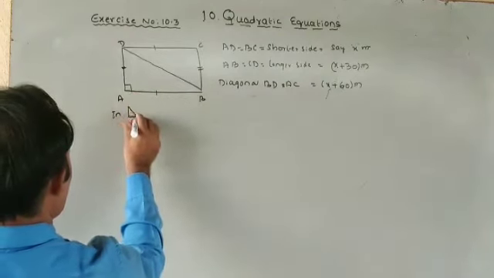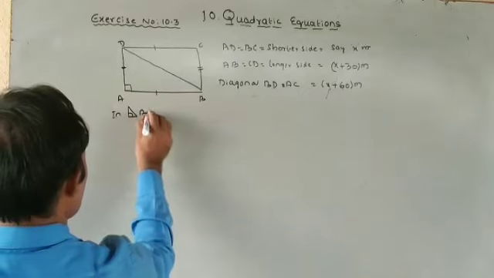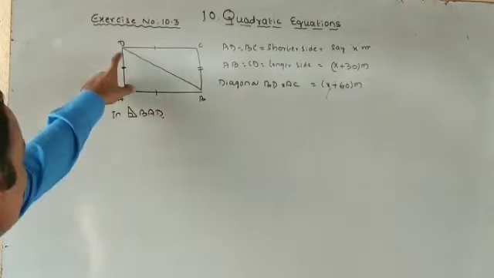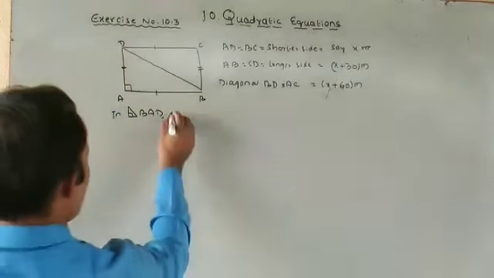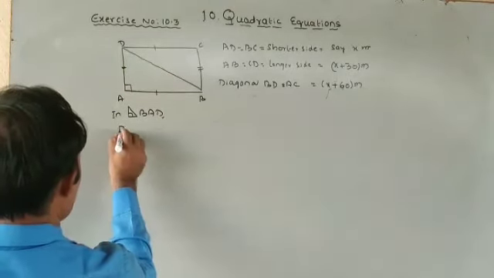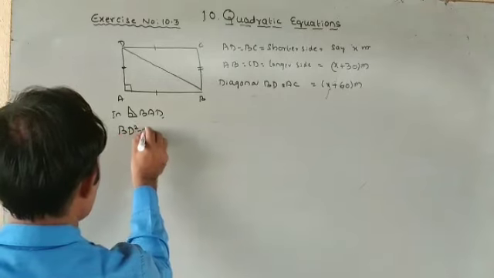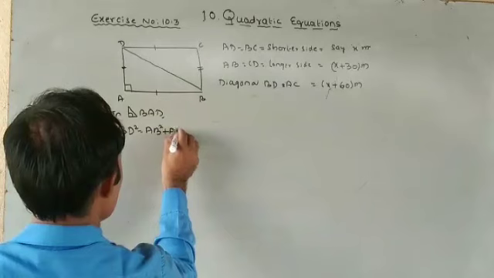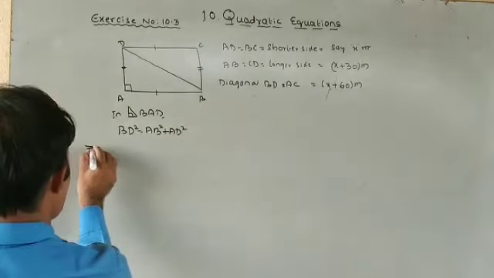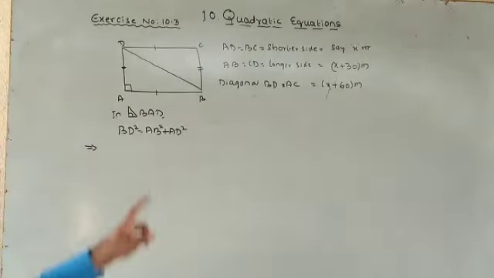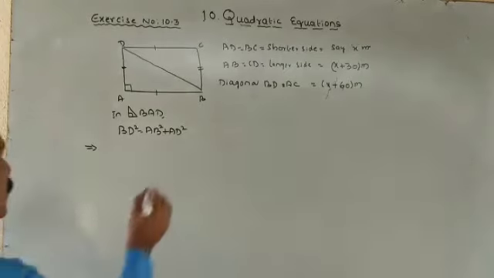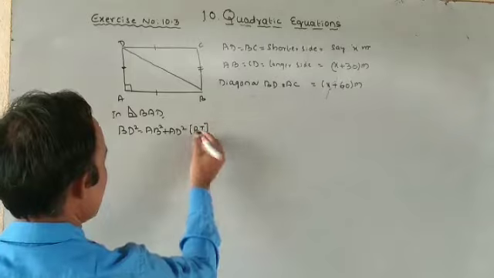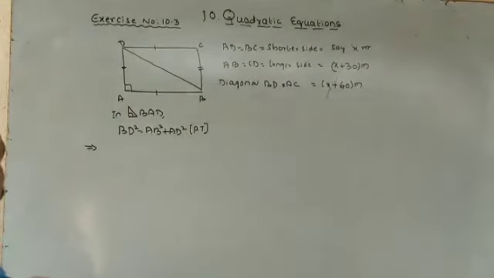In right angle triangle BAD, apply Pythagoras theorem. The square on the hypotenuse, that is BD square, is equal to AB square plus AD square. So the square of the hypotenuse is equal to the sum of the squares on the remaining two sides. That is PT, Pythagoras theorem.